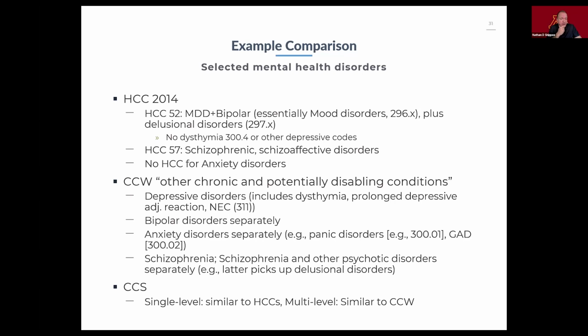The CCW, other chronic and potentially disabling conditions, remember that segment's in the MBSF. This one's useful because it's changed a little bit over time, but you've got depressive disorders. It importantly includes dysthymia, which is a longer, more constant, lower level depression, which is really common and is excluded by a lot of other categorical approaches, as well as depressive adjustment reactions, which are not often included in other approaches.